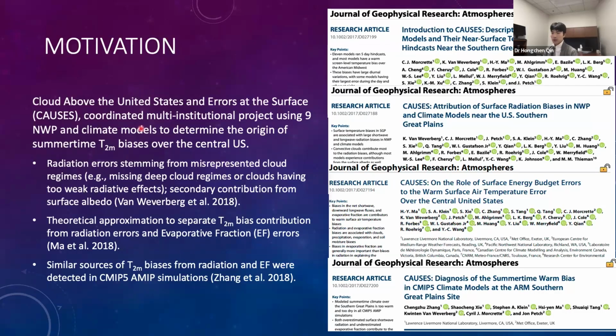In the 2018 paper, they also established a theoretical approximation to separate the T2M bias in the model into two terms. One is called radiation, the other from evaporative fraction. In the 2018 paper, they delved into the CMIP5 simulations. They found similar sources of T2M biases.